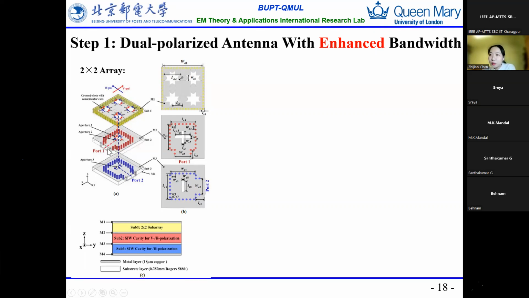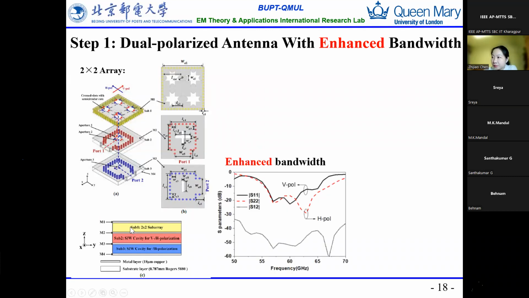So these 2 ports can work in dual polarization with a very high isolation, because these 2 modes are orthogonal with each other. And here you can see the isolation is as high as 40 dB.